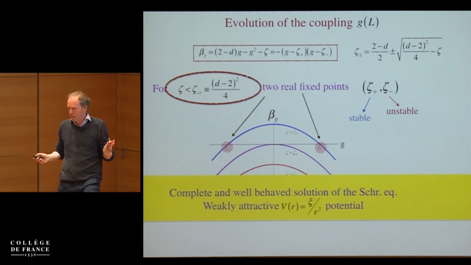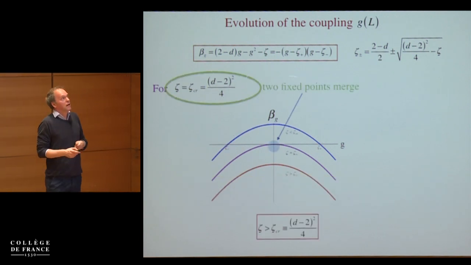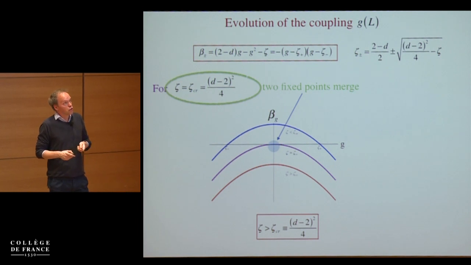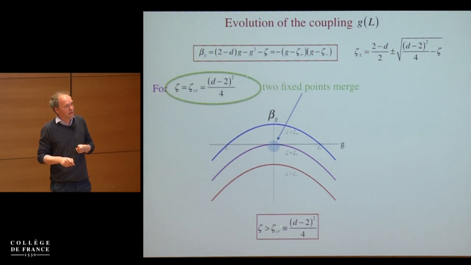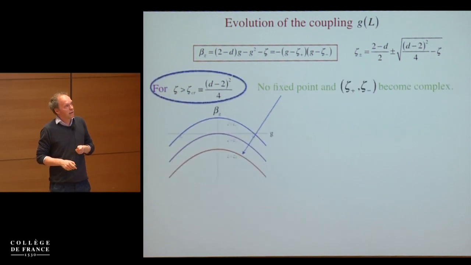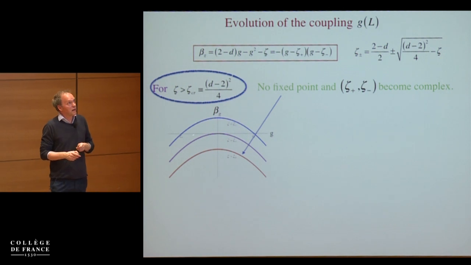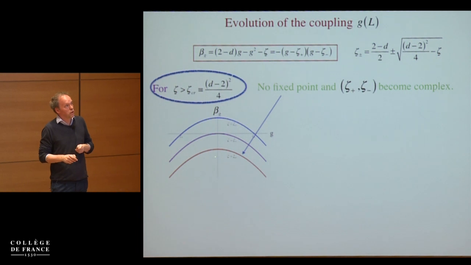But when zeta is getting larger, those 2 points merge into one single point. So this curve, instead of having 2 fixed points here, has only 1 point at this critical value. And when zeta is larger than this value, we are on this curve. So there are no fixed points anymore. You see that those fixed points disappear. Okay, we have no fixed point. And those 2 values become complex.